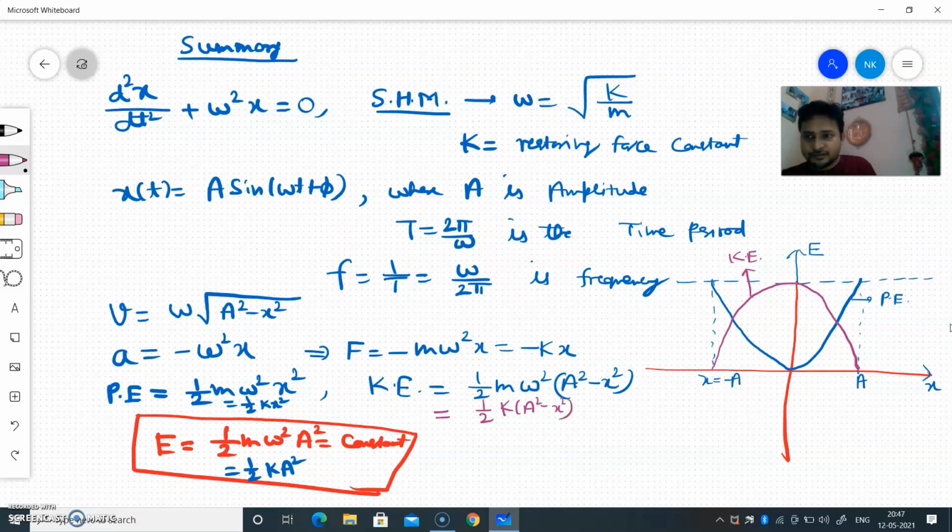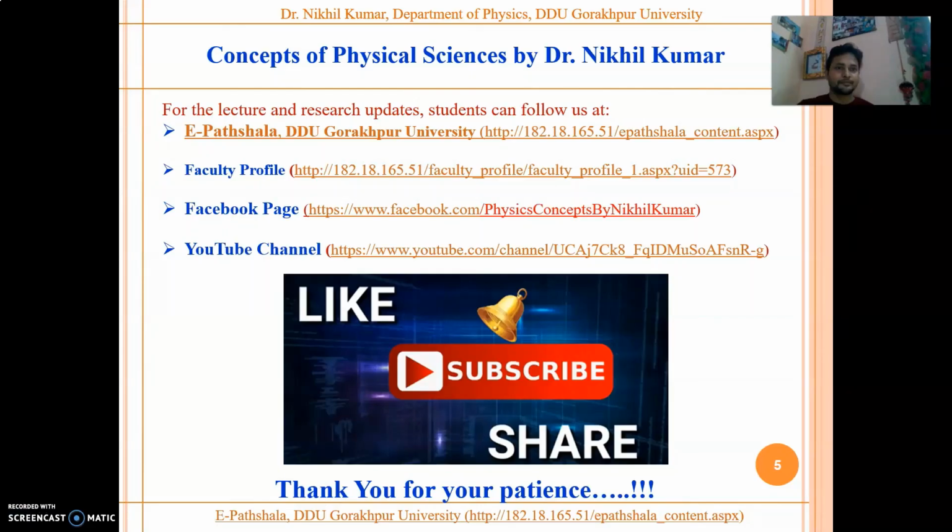Okay, so the sum of these two energies, I can draw it by black pen. This total is this one. This line, that is a constant line, and this constant line is what? Half kA square, or half m omega square A square, and is known as the total energy.